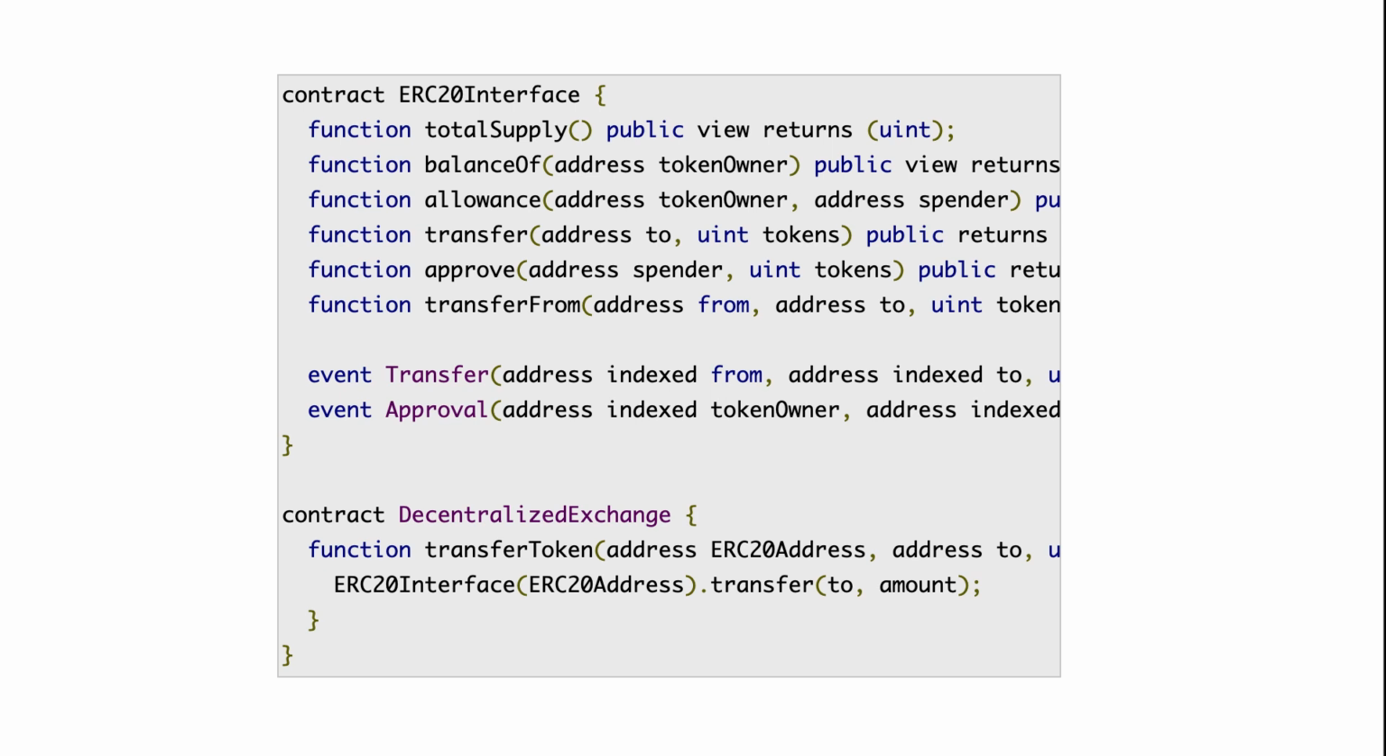Actually, if you just want to transfer a token, you just need to define in the interface the transfer function and the transfer from function. I put all the other functions just to show you everything, but if you don't use them, you don't need to put them in the interface.